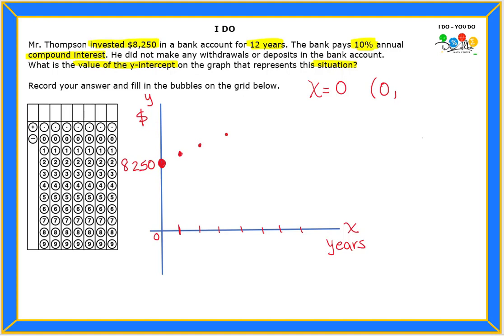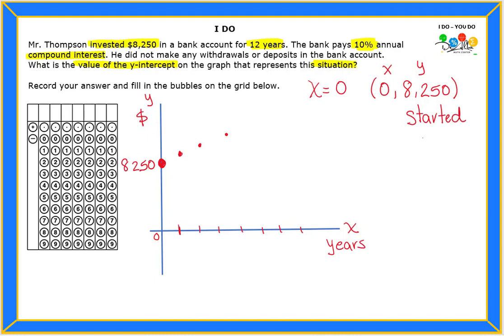Well, I don't even need to work it out. I can look at the graph and say, well, it's going to be 8,250. This is my x and this is my y value. Because before any years pass by, that's how much money he started with. He started with this much. So sometimes you don't even need to work out the question that much, but you also need to understand the meaning of the problem, okay?